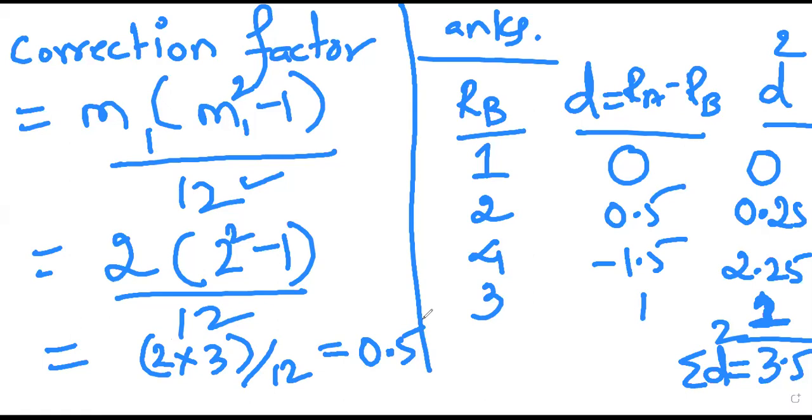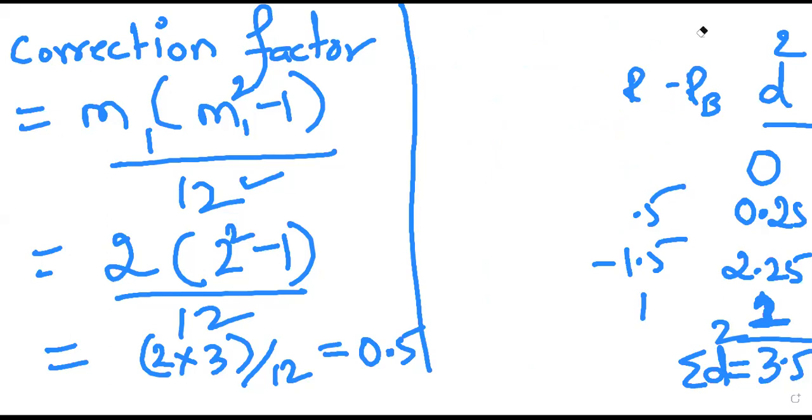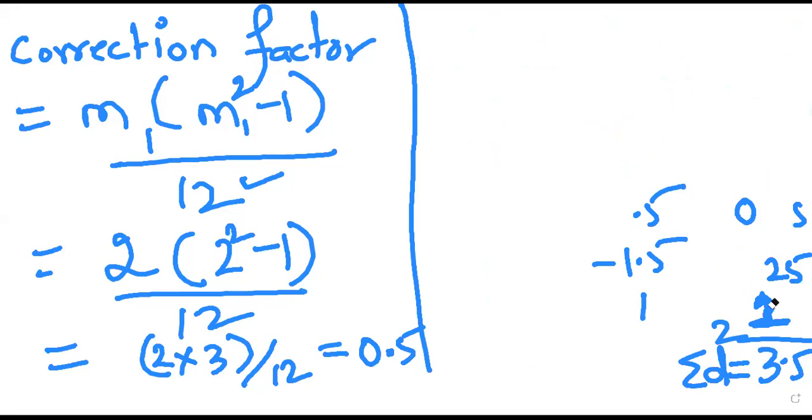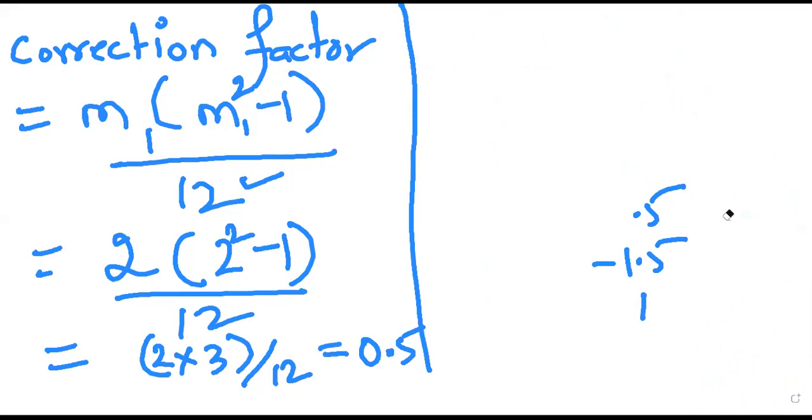Right? So there are no doubts. I assume that everyone has understood. Go ahead. So once this is done, whenever there is a repetition in the ranks, the only change is that you have to determine the correction factor. Once that is done, we calculate the rank correlation.